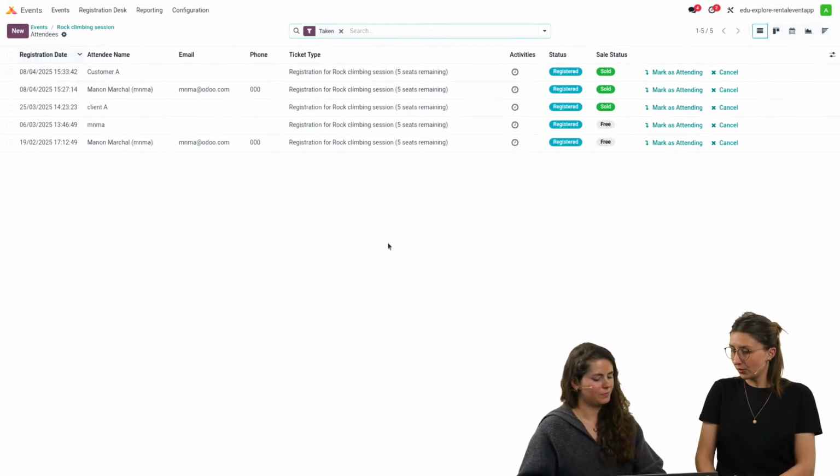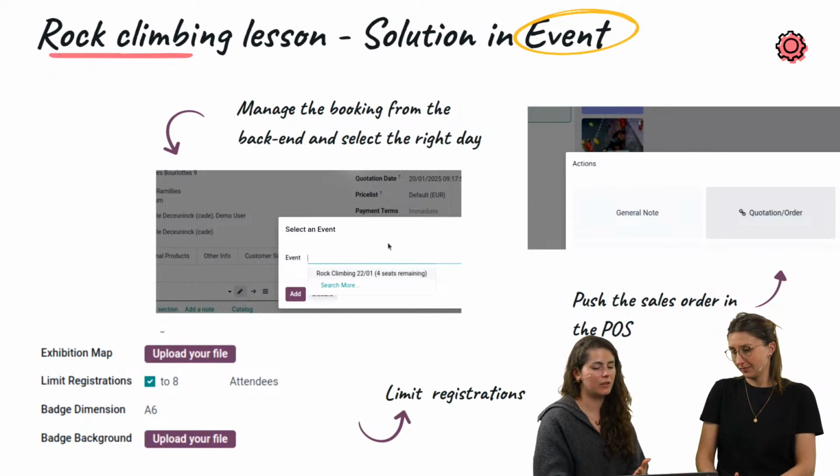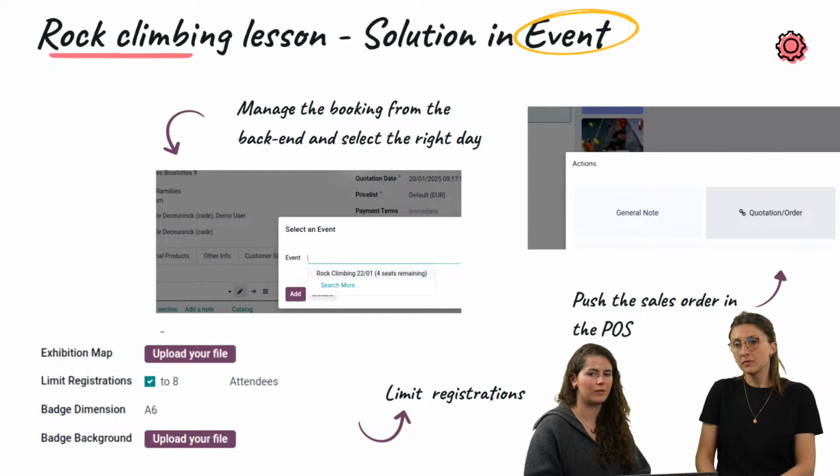Okay, perfect. So at least I have all the features in mind. Exactly. So basically, for your use case, really the two options would be doable. It really depends on the main feature that's important to you. So for events, as you saw, we can push the sales order into the point of sale application and retrieve it. You can also limit registration and manage the recurrence by importing your different events. And the main advantage is the fact that you can manage it both from the front end and the back end, both the booking and the payments.